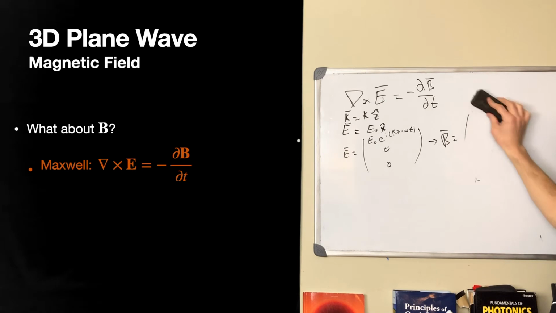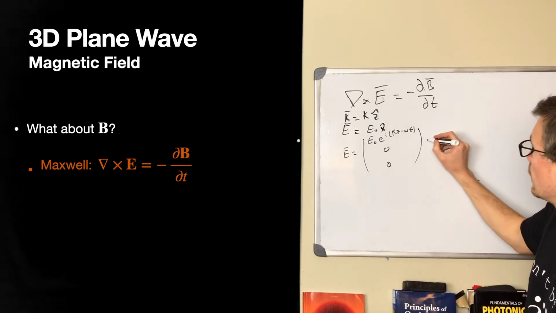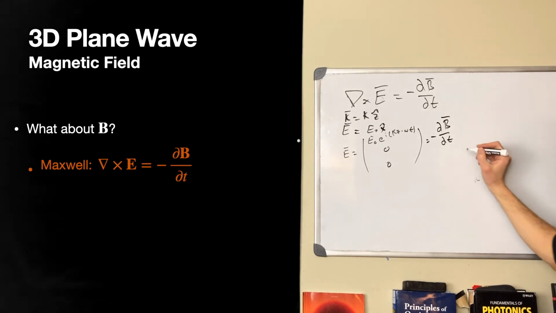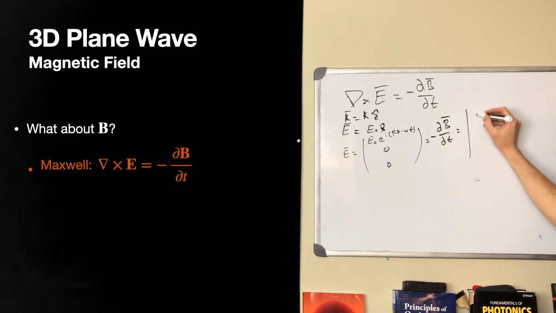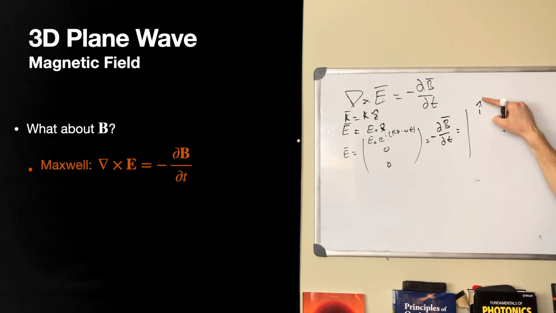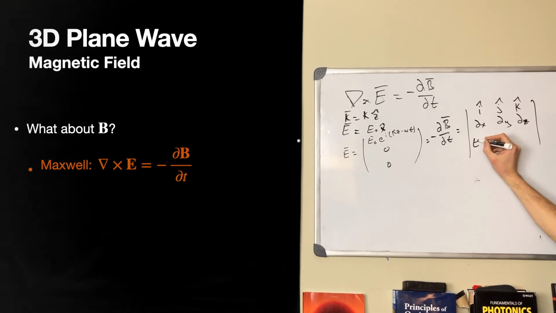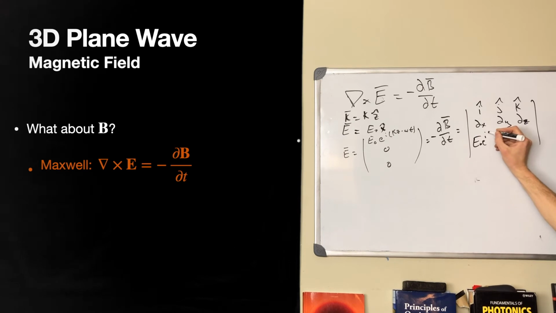I can say a bit more for it. I can say that whatever it is, the negative partial derivative of it is going to be the curl of E. So that's going to be d/dx. This is how we do the curl, this funny rule. You can calculate the curl this way. And this is going to be E naught e to the i(kz minus omega t), the x component, and the rest are going to be zeros.